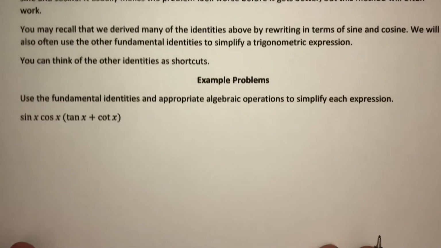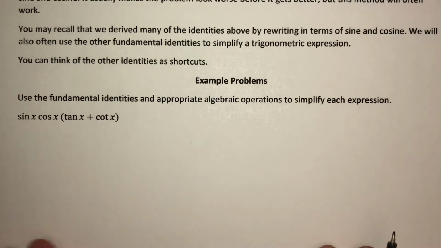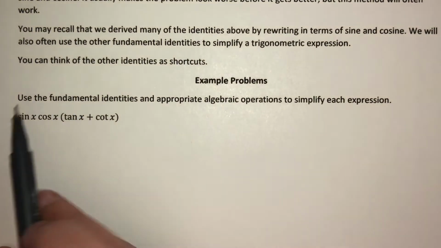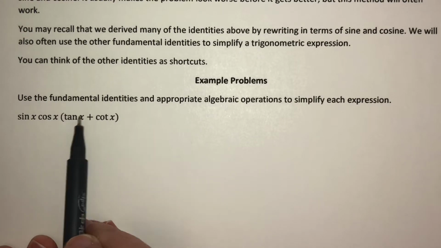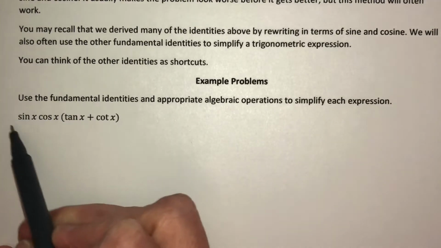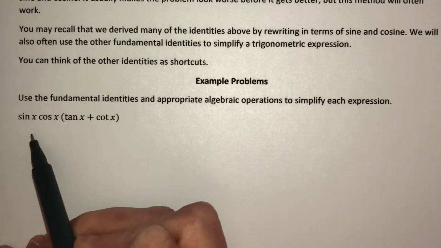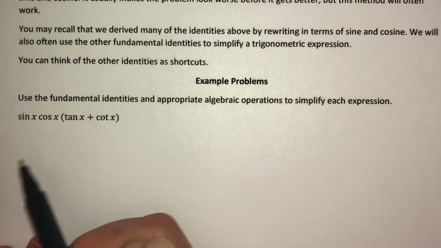Okay, so let's look at an example problem. We want to use the fundamental identities and appropriate algebraic operations to simplify each expression. So I have sine x times cosine x times tangent x plus cotangent x. Okay, we can think of this as some number times things that are added together. Chances are we're going to be distributing.